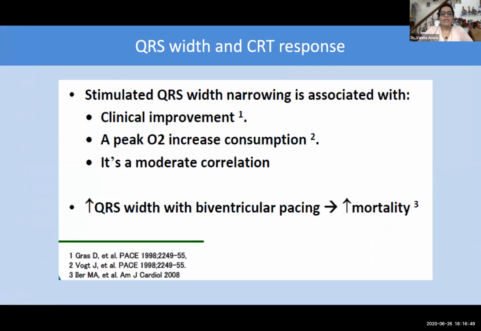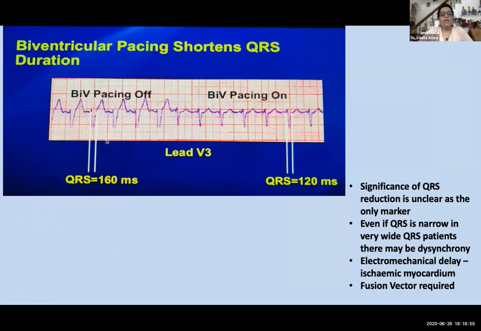We have to look at the QRS width response post CRT, and it has been correlated with clinical improvement. When the QRS width goes down, that has been correlated with hemodynamics becoming better. But here, a word of caution: in case you have a very wide QRS, even when you connect the device and the QRS becomes narrow, the dysynchrony is not gone. It is because of the electromechanical delay, which occurs especially in ischemic myocardium patients, whereby the narrowing QRS does not clear off the dysynchrony in all the segments.